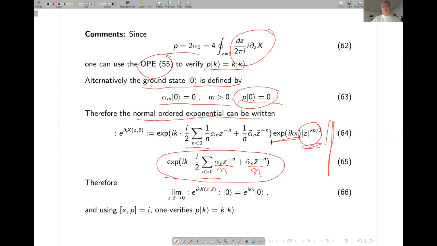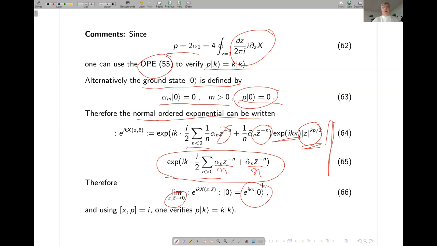The alpha n's with n negative also act non-trivially on the ground state, but taking into account that here n is negative, they come with positive powers of z and z bar. So in the limit z goes to infinity, a term with the alpha n's, which on other points of the worldsheet would have a non-trivial effect, again acts trivially. So the only thing which contributes is e to the ikx.